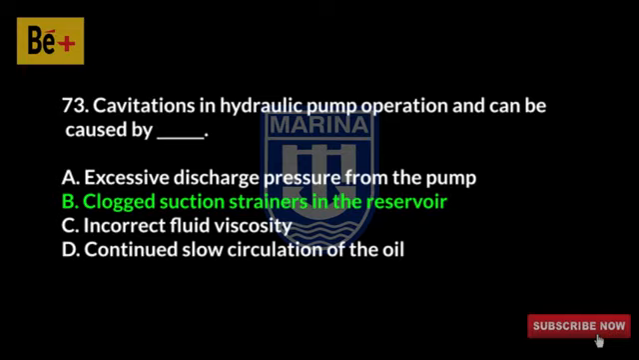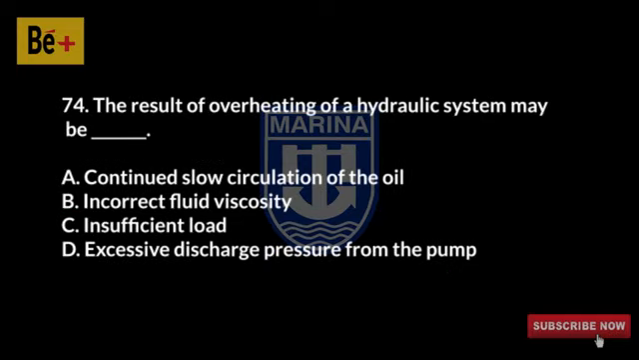The result of overheating of a hydraulic system may be: A. Continued slow circulation of the oil, B. Incorrect fluid viscosity, C. Insufficient load, D. Excessive discharge pressure from the pump. The answer is B. Incorrect fluid viscosity.